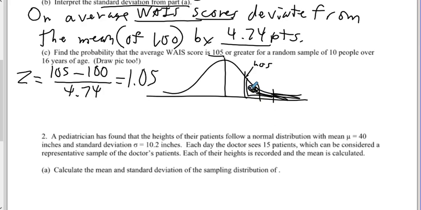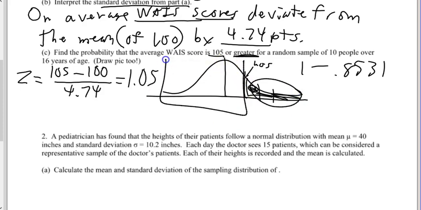Now, at this point, we go to our table A in our blue book, which we'll be able to use on the quiz. We look up 1.05, and that will give us an area of 0.8531. But remember, since we're going greater, to the right, we need to do 1 minus, always. Greater, more than, exceeded, any of these words that imply to the right, we do 1 minus.